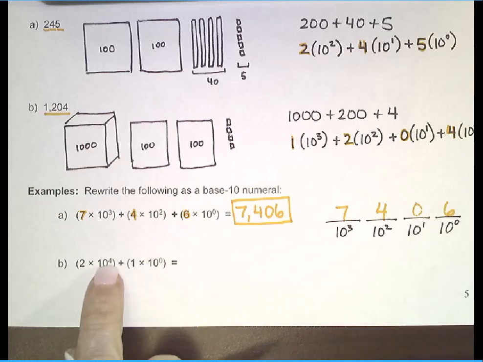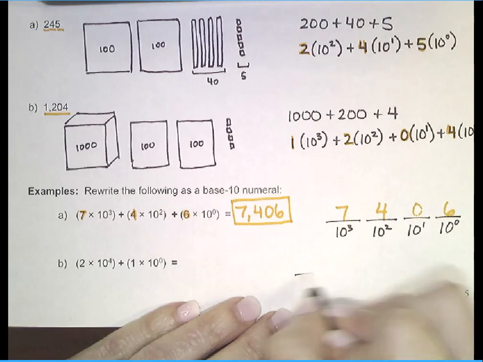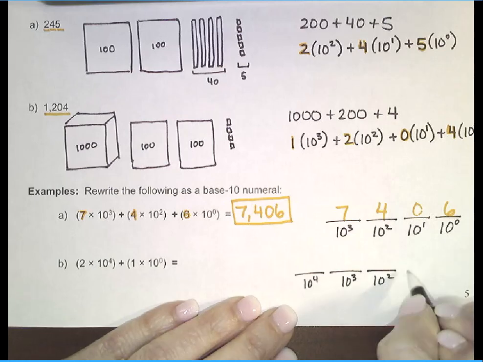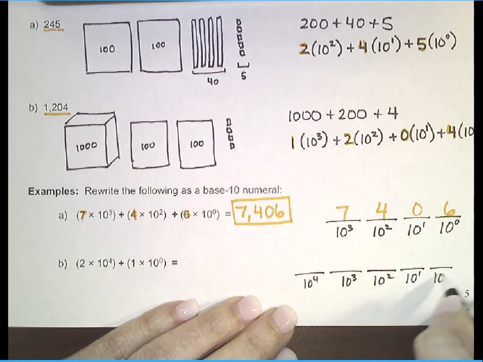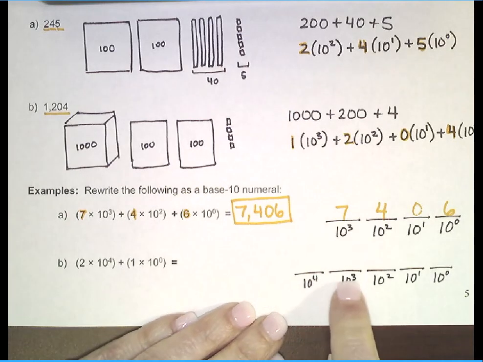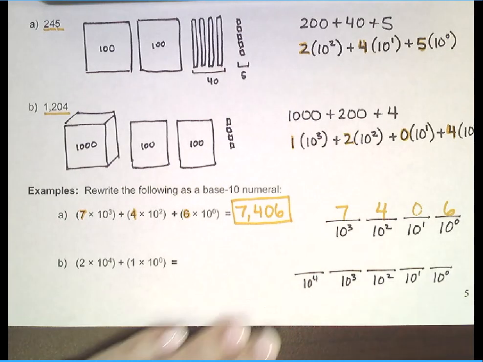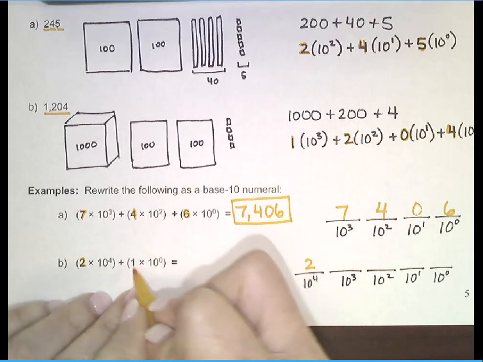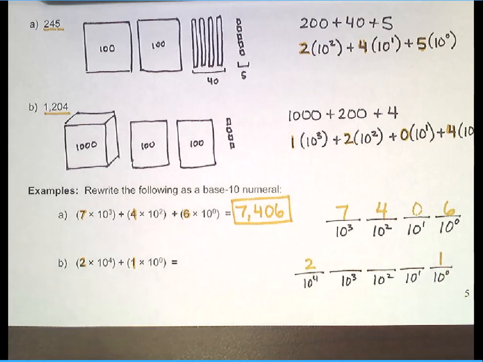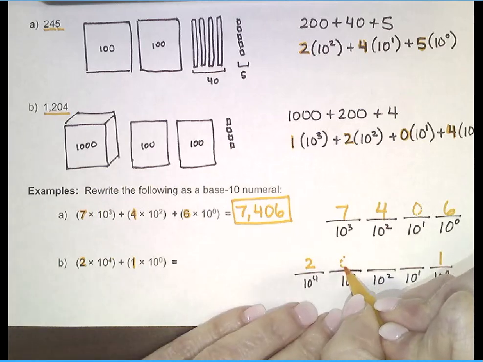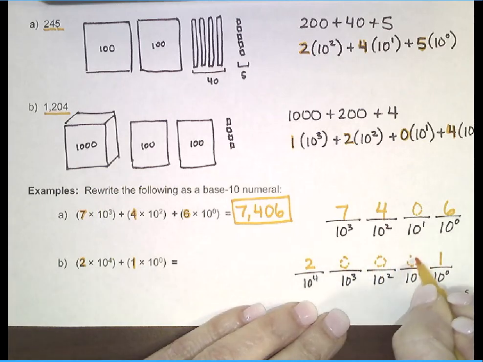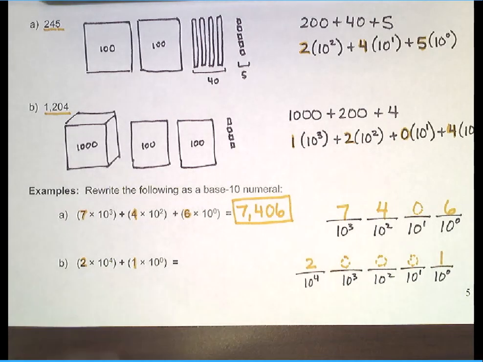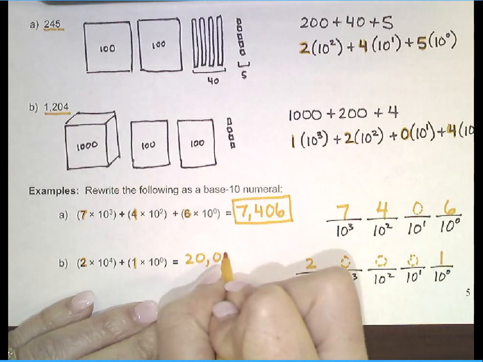Now this next one goes up to 10 to the 4th, so we're going to have to do more place values here. We got 10 to the 4th, 10 to the 3rd, 10 squared, to the 1st, to the 0. So I'm going to continue my pattern. So 4, 3, 2, 1, none. And I have a 2 in the 10 to the 4th spot. And I have a 1 in my very last spot. So what you're going to do in the middle, fill in with zeros. That's what makes place value systems so nice. So that's going to be 20,001.